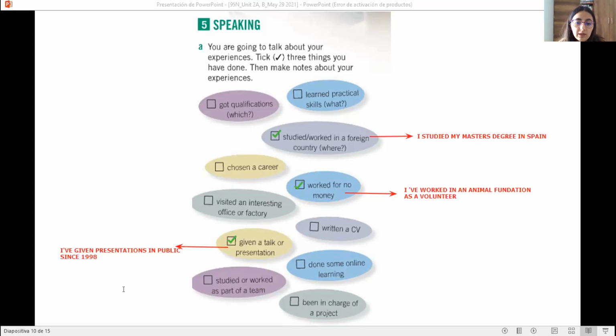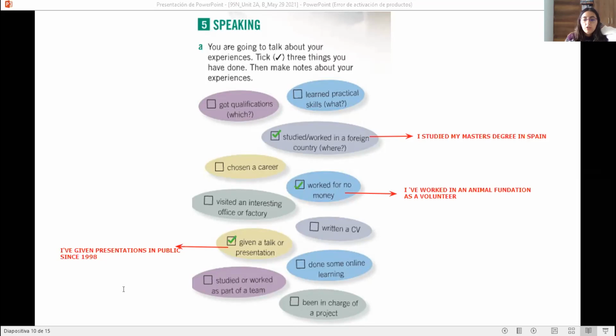Tal vez alguna vez que trabajaron de gratis, trabajaron sin cobrar nada. Pueden ser, recuerden cuándo fue, si trabajaron tal vez para sus padres, trabajaron haciendo sus prácticas profesionales en alguna fundación. You write down the answer, okay? And finally, I have given a talk or a presentation. I have given presentations in public since 1998. Es una forma como de responder ante las opciones que ustedes preguntaron.